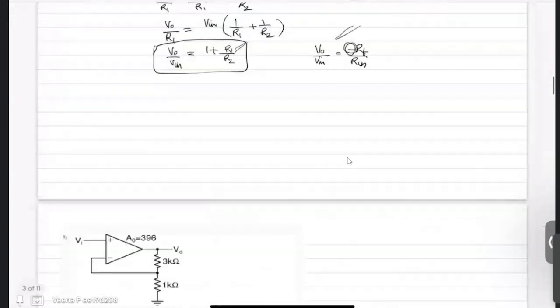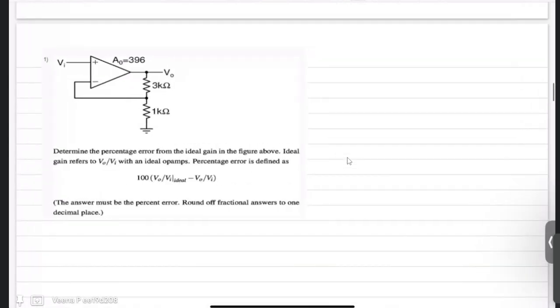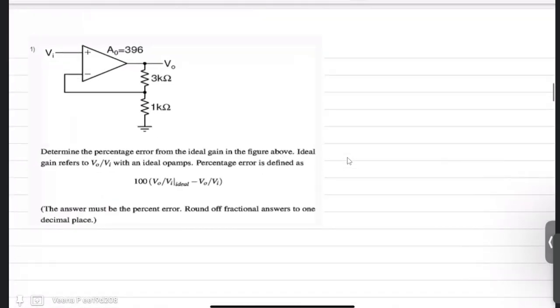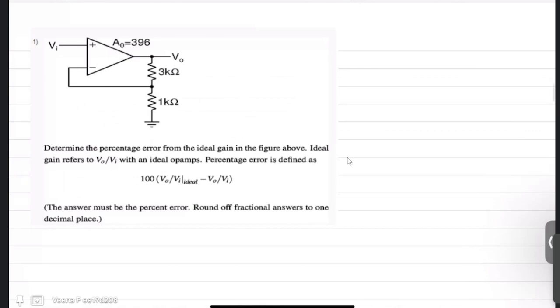Now we are going to some advanced version. So this is the first problem. Please go through the problem. I'll give you 5 minutes to solve it yourself.